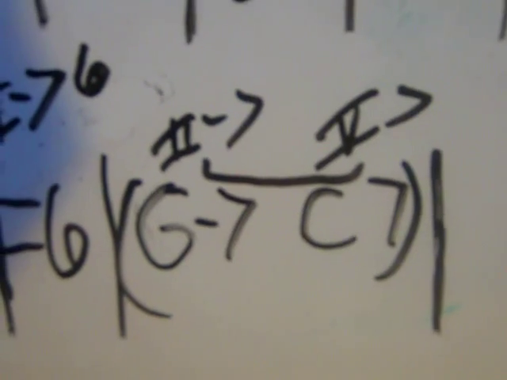The 6 represents the first inversion, and the 7 represents a seventh chord. Then it ends back with the tag with the G minor 7 to the C7.